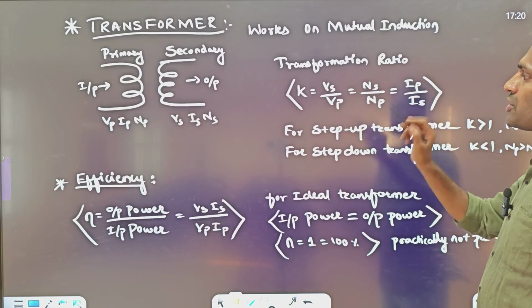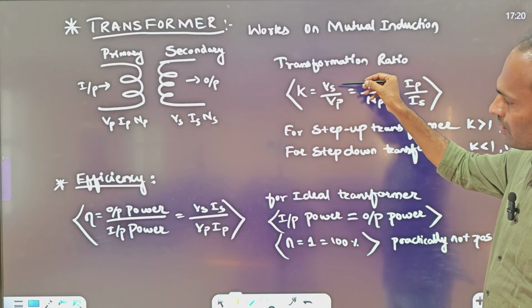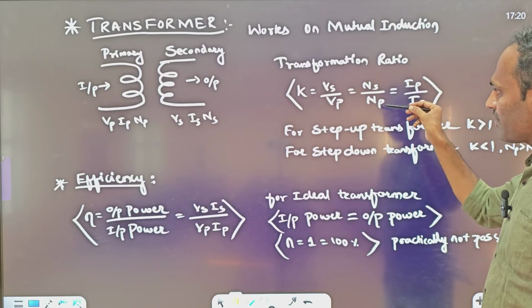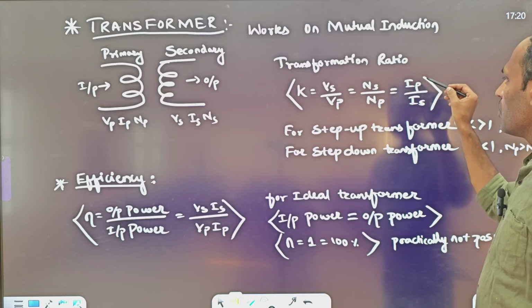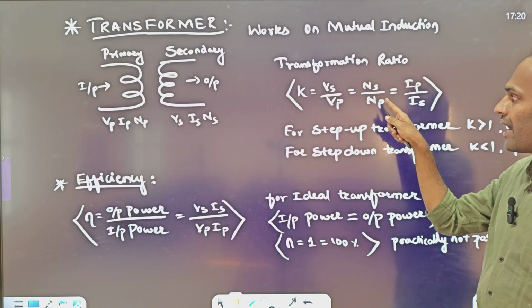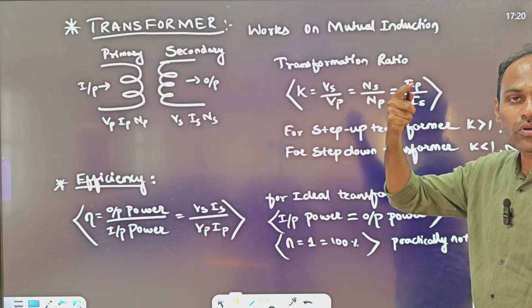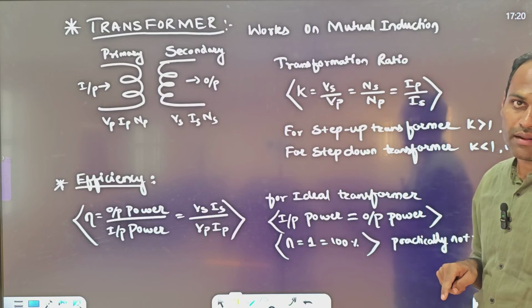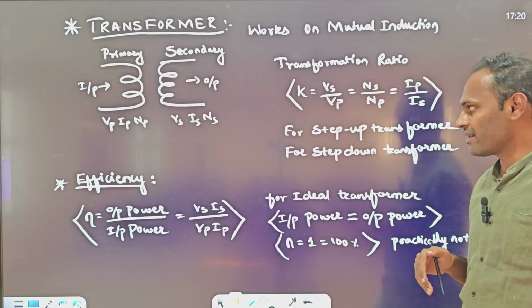See, transformation ratio is the ratio of voltage of secondary divided by voltage of primary, which equals number of turns in secondary by number of turns in primary, which equals current in primary by current in secondary. See, voltage and number of turns, these both are secondary by primary, but current is primary by secondary. Current is primary by secondary, right?